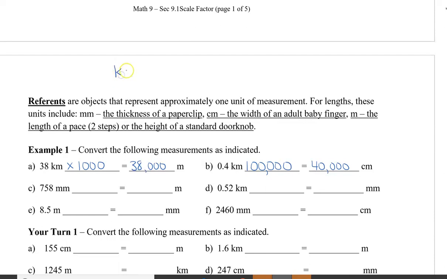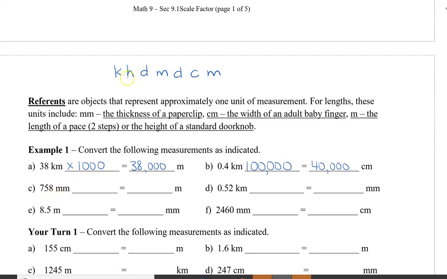Now, instead of scrolling back and forth, let's write that little rhyme here. King Henry danced merrily, drinking chocolate milk. We're going to use this to help us figure out the next conversions. So now we have 758 millimeters.